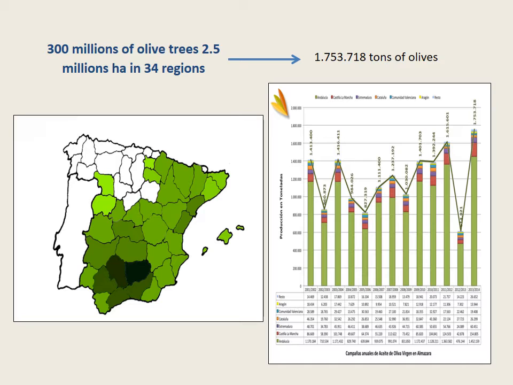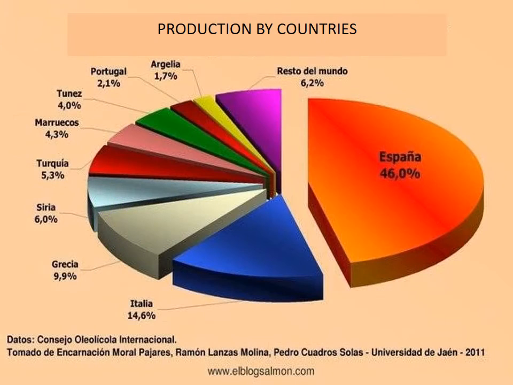Spain possesses more than 2.5 million hectares of olive plantation with more than 300 million trees. Spain is the biggest producer of olive oil and represents 45% of the total world production and more than half of the EU production. 50% of the produced olive oil is exported and the rest is consumed in Spain.